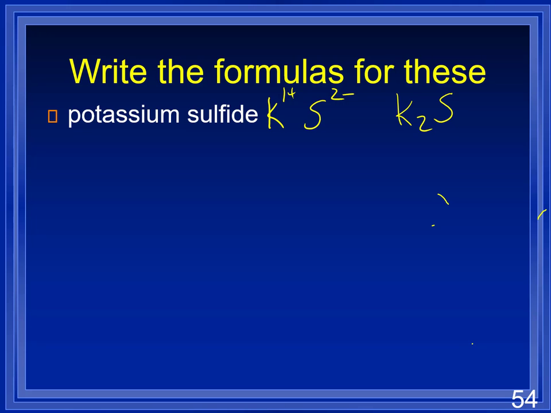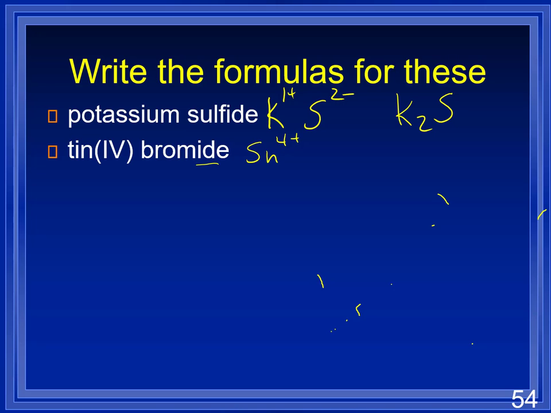Okay. What about tin 4 bromide? Does tin have Roman numerals? Yes. So according to my diagram, it says I should get the charge from the Roman numerals. So this is tin. Tin's symbol is Sn. And its charge is 4 plus, because it says 4. It says tin 4 bromide, so that 4 is the charge on tin.